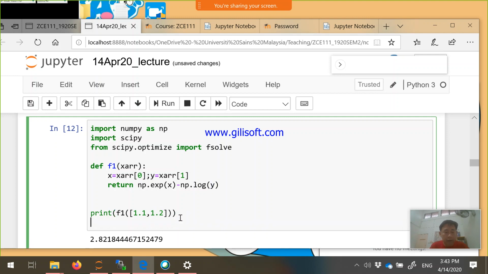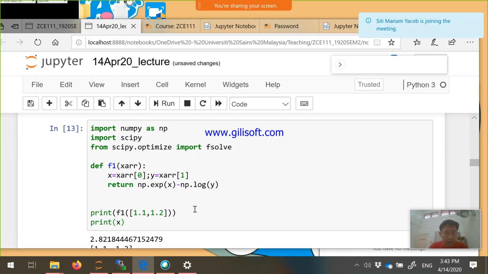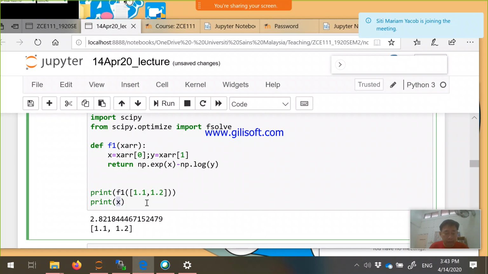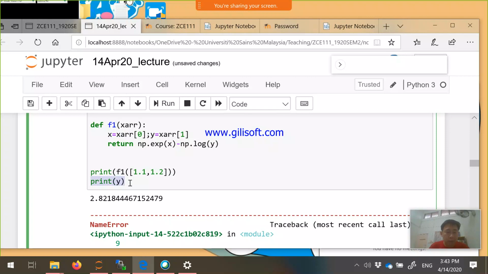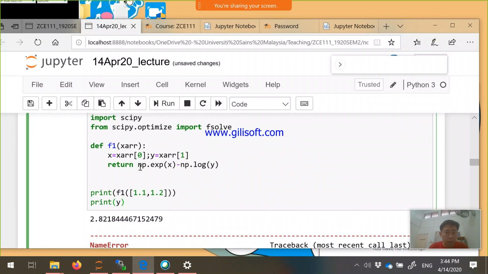So if you try to print out values of x, what do you think? Do you think you get any number? The answer is, I think you can't. The x that goes in here does not appear. The y would not get printed out, even though you think that y has been defined inside these functions.